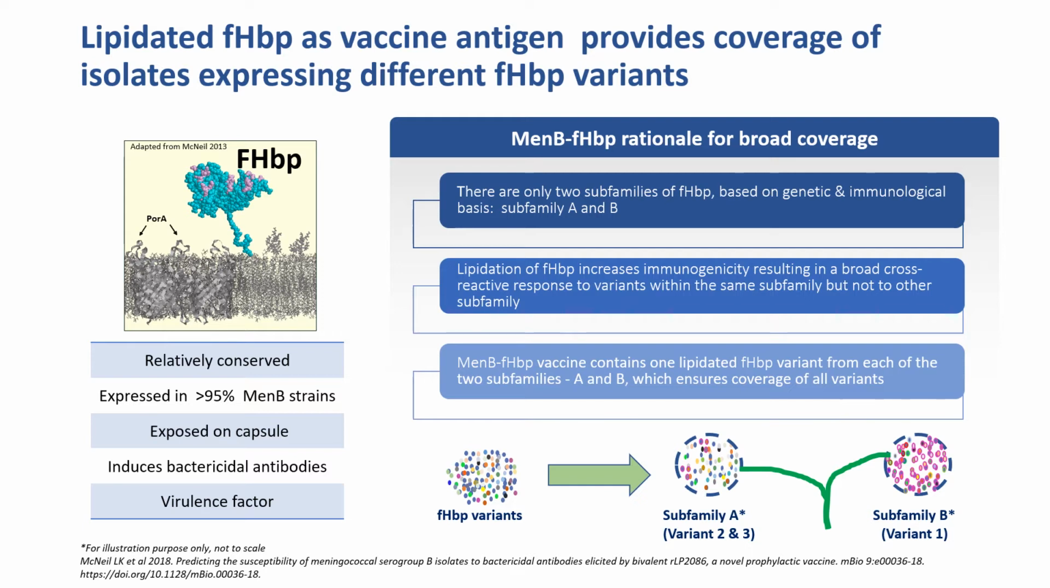Studies have demonstrated that lipidated factor binding protein antigens are more immunogenic than their non-lipidated counterparts, and they elicit broadly cross-reactive responses, usually to variants within the same subfamily but not to the other subfamily. Hence, in order to provide broad coverage of MenB strains, the MenB-fHbp vaccine contains one lipidated FHbp variant from each of the two subfamilies, A and B.